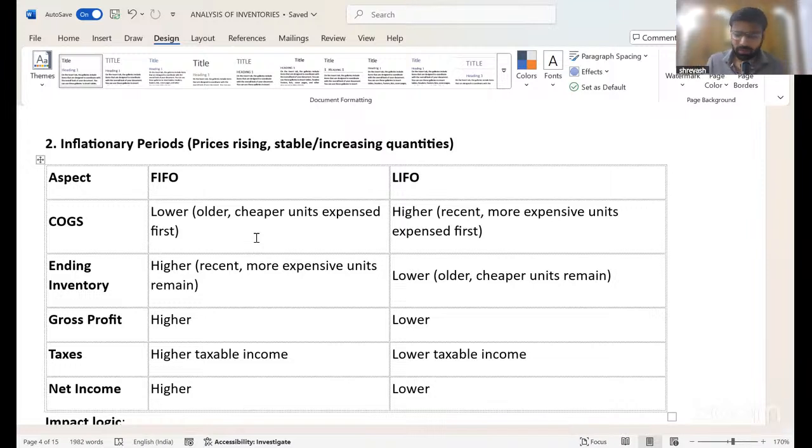Okay, sir, what are you trying to say? Please give us a context. We are talking about inflation. Inflation means the prices are rising. Now you are somebody who's a trader. You purchase inventory. Now whatever purchases you make, the cost of that is going up. That is what inflation is.